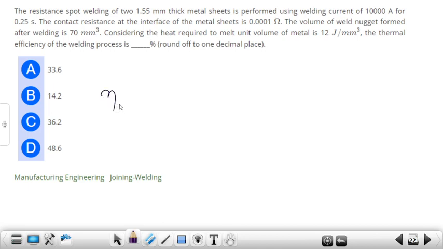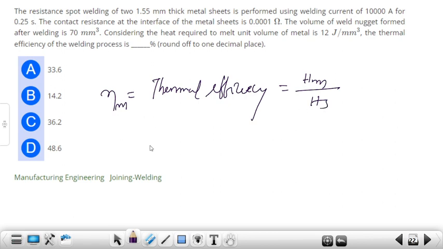So the melting efficiency, which is equal to the thermal efficiency, is equal to the heat required to melt divided by the heat supplied. So the heat required to melt is given.